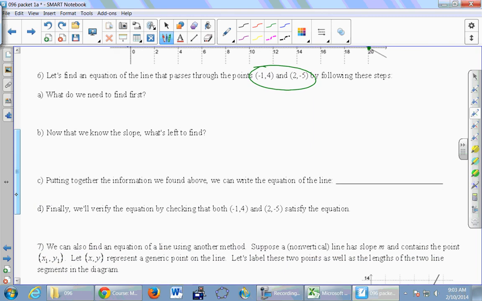So let's give this a shot. What we need to find first is the slope. So let's find the slope. Okay, so we subtract the y's, 4 minus negative 5, over subtract the x's.